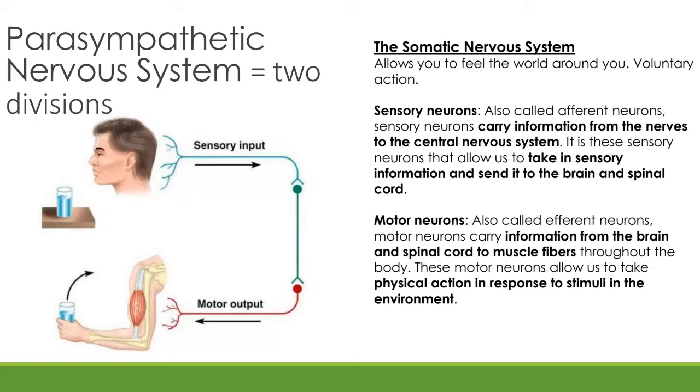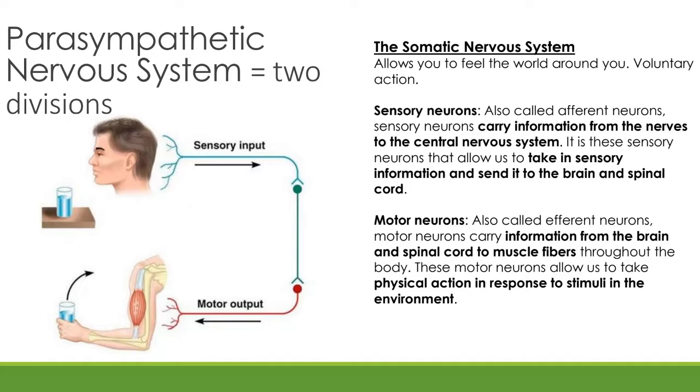system. And so we also call them afferent neurons. Remember, it's information being carried to the brain. Also called afferent neurons. Sensory neurons carry information from the nerves to the central nervous system. It's these sensory neurons that allow us to take in the sensory information and send it to the brain. So for example, in the picture we've got on the left-hand side, if you're thirsty, your sensory input is thirst. You need water, so it's your sensory system that takes that information to the brain, that recognizes that you're thirsty, and your motor output will actually be that you'll pick up the glass and have a drink of water.